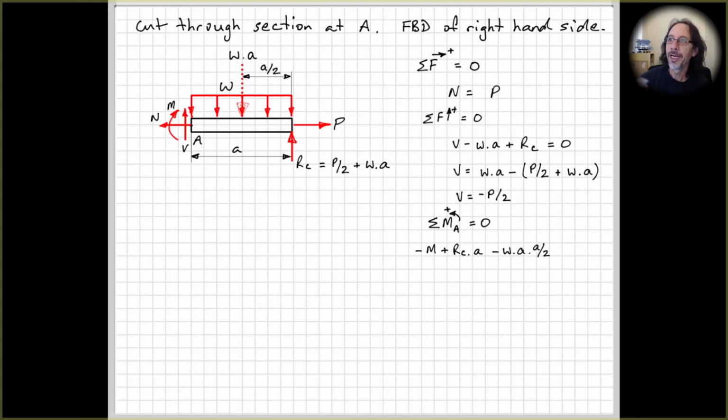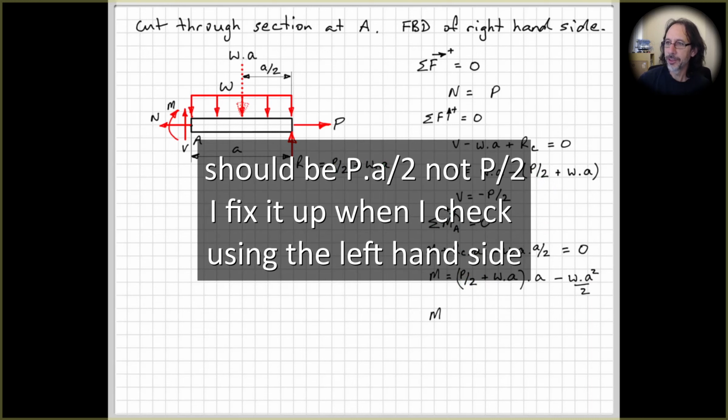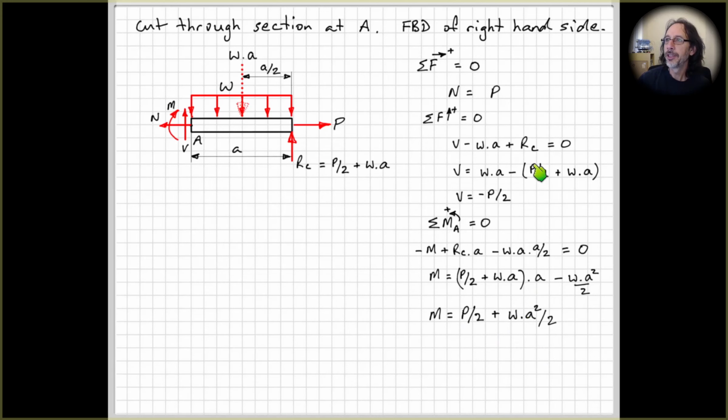P passes through point A, so that doesn't cause a moment, so we can put all that equal to 0, and we get M equals this if we rearrange the equation and substitute for RC. So we just substituted that in here, rearranged the equation, did a bit of simplification, and this is what we get for the moment. All right, so these are our internal actions generated at point A.